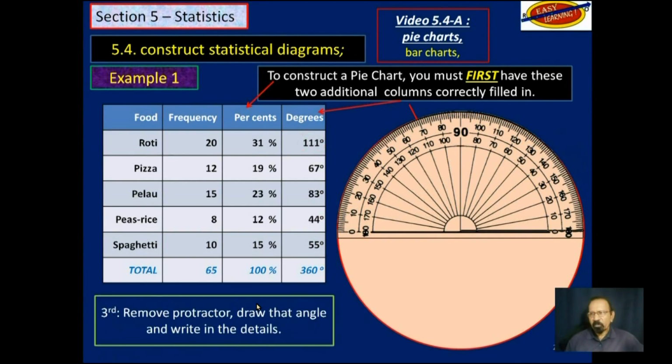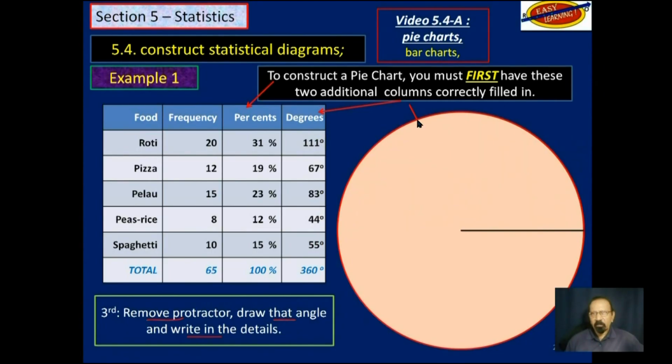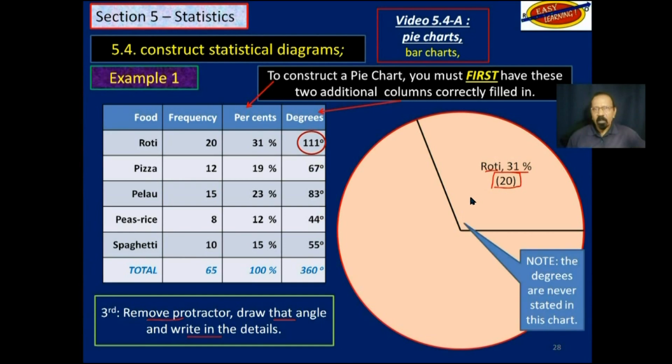Then we will remove the protractor, draw that angle, and write in the details. We will remove the protractor. We'll draw the angle from that red mark to the center here. Remove that red mark, of course, and write in the details we have, which is roti, 31%. This 20 is not actually required, but you could write it in if you so desire. What you do not write is the degrees here. The degrees here are not written in. Now we know it's 111 degrees, but it's never actually stated in the chart.